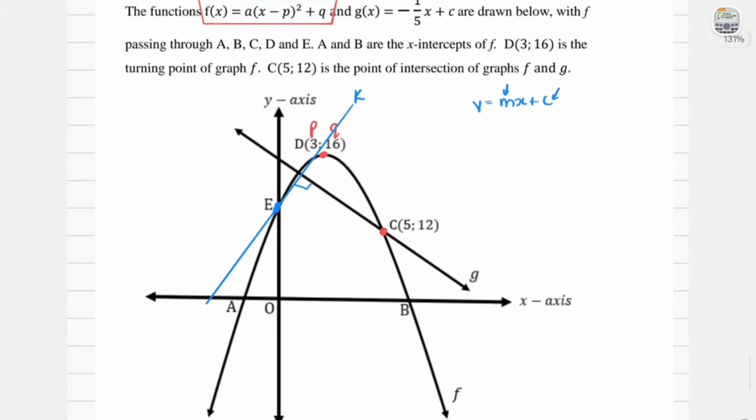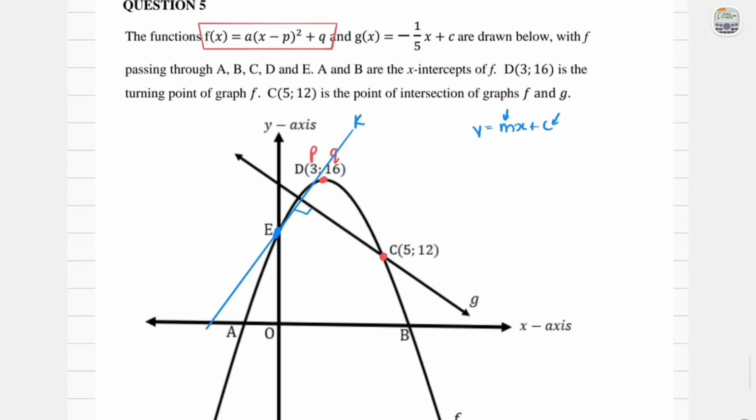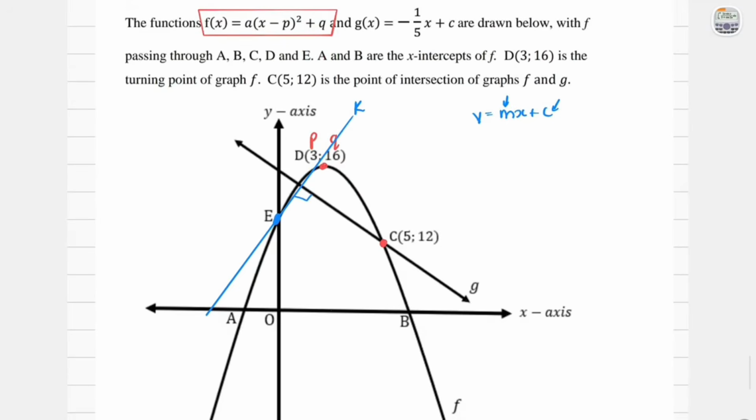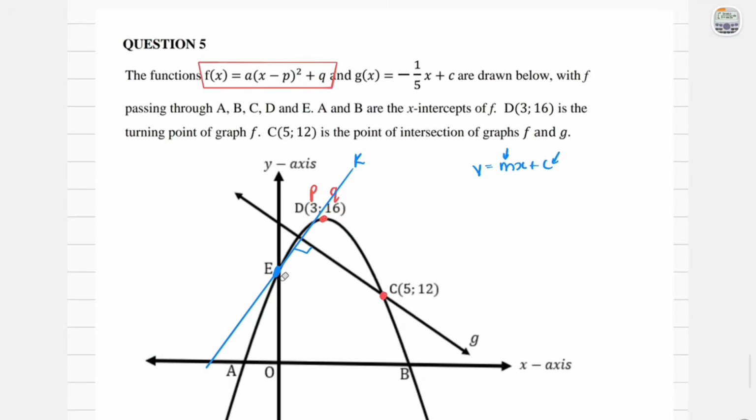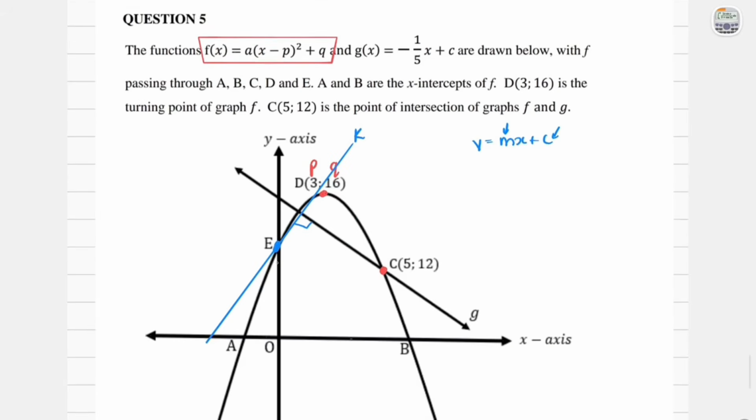And now that we know the gradient, they tell us that it passes through E, right? So how do we find it if it passes through E? Well, we need to know what E is so we can substitute that. And E is also a y-intercept, so this is actually much better. So how do we find E? It lies on the graph of f and it's the y-intercept.